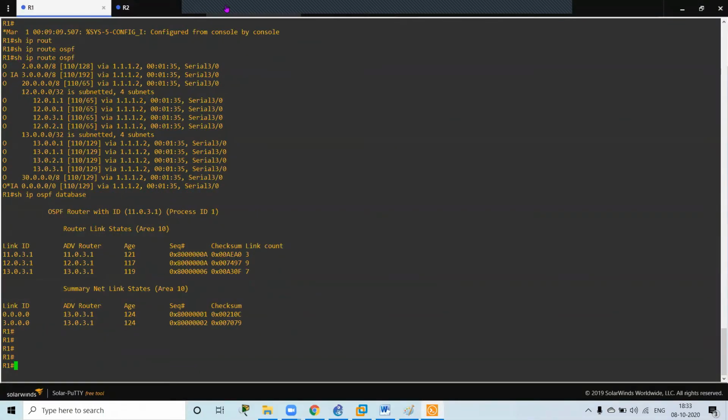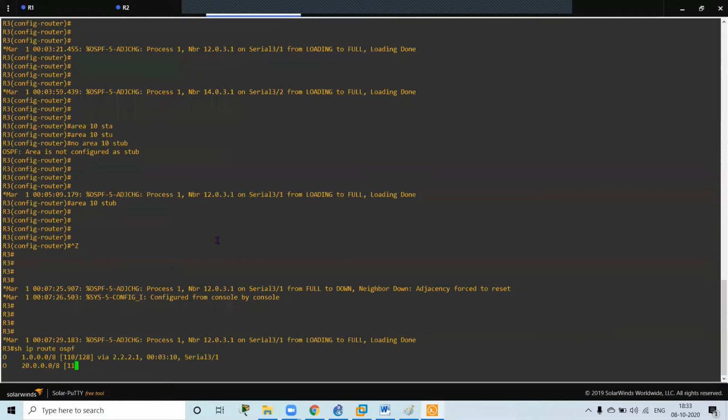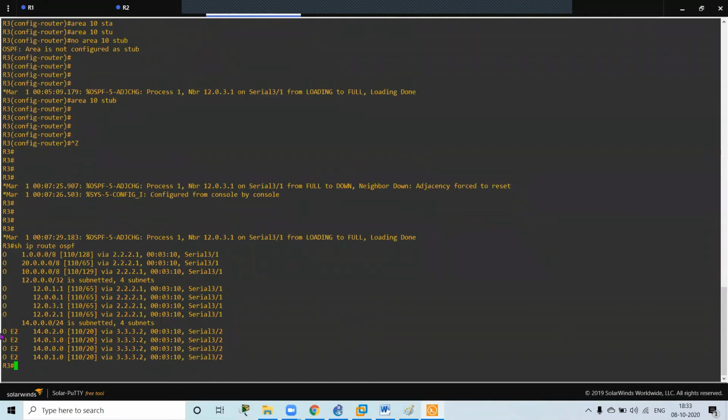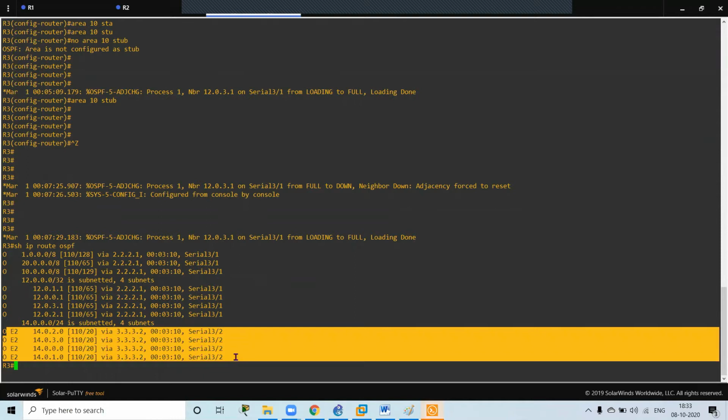No, R3 will be having all the single routes. Show IP route OSPF. R3 will be having the individual routes for these OE2 routes, but it will not have the 11 dot network because the information from the 11 dot network is not passing. That is what we need to study over here. I guess that is what NSSA is.